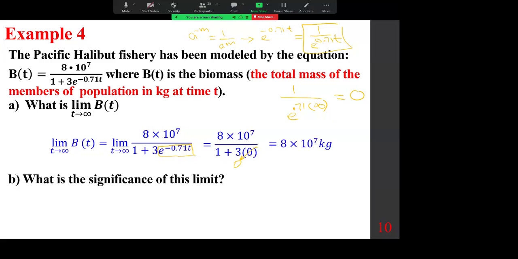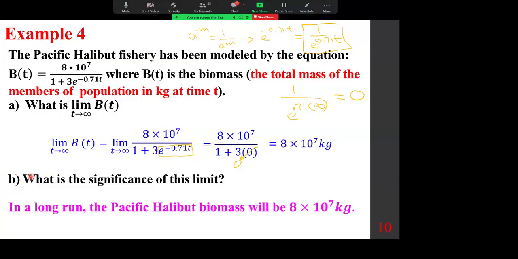So we get 8 times 10 to the power of 7. That means 8 with 7 zeros kilograms. What is the significance of this limit? What does it mean? In a long run, the Pacific halibut biomass will be 8 times 10 to the power of 7 kilograms, or as I mentioned, 8 with 7 zeros, 80 million kilograms. This is scientific notation. This is a decimal notation or standard form.